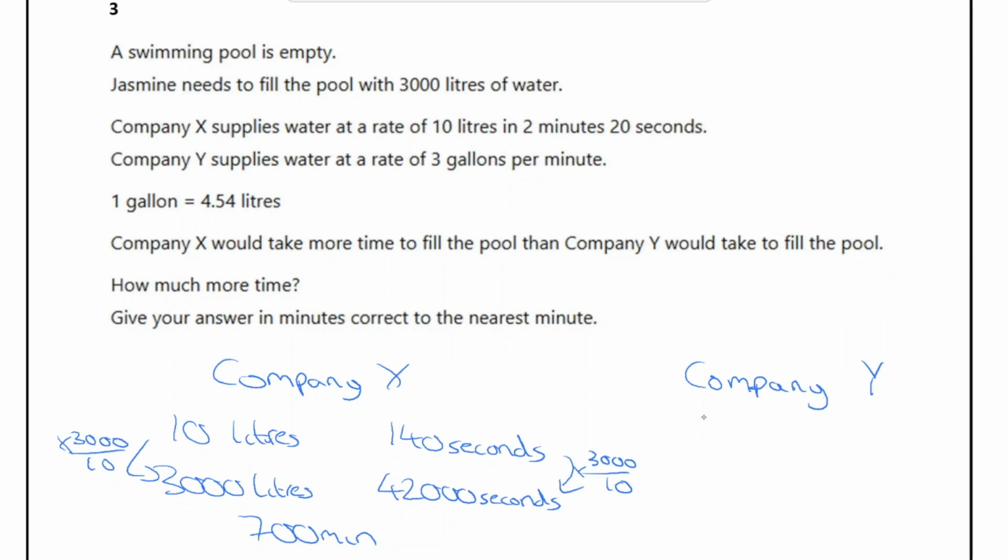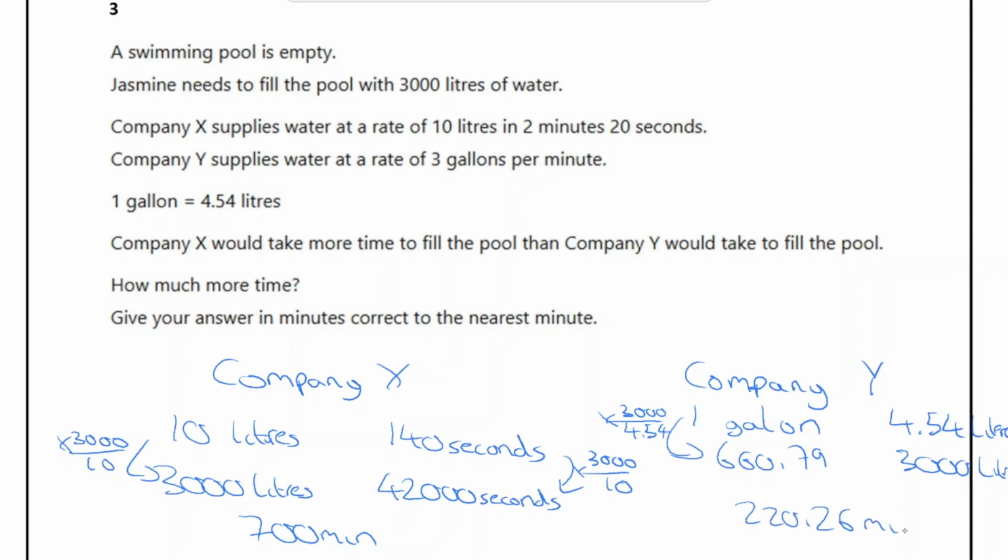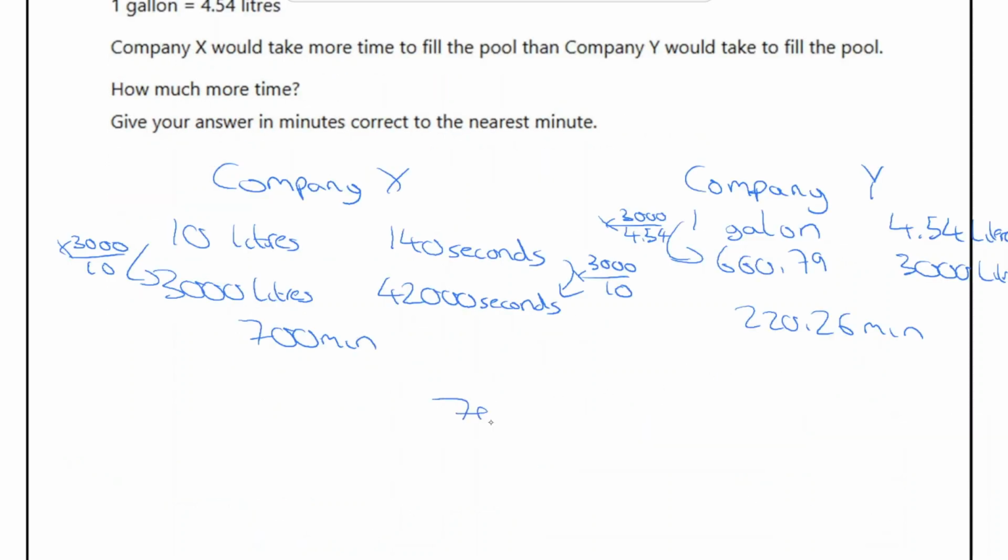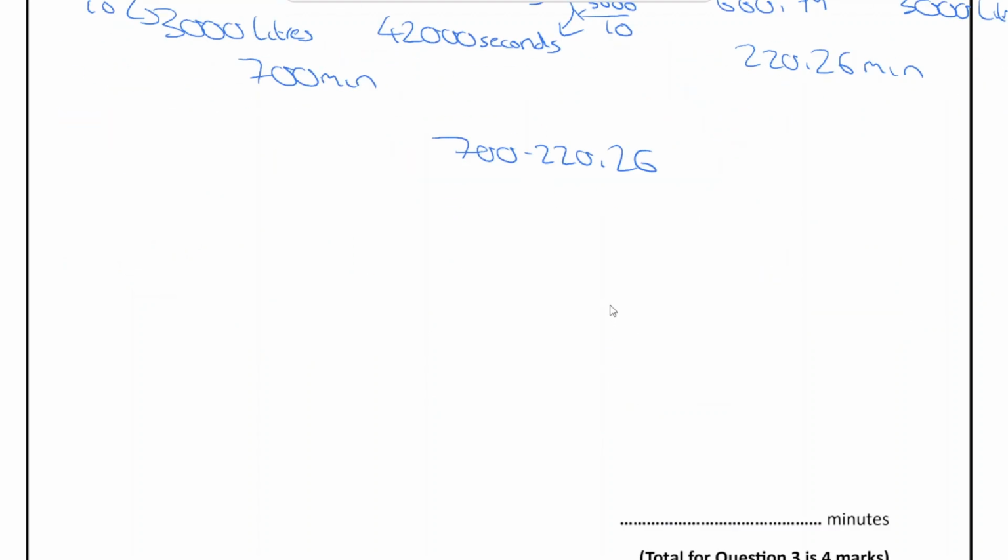Then for company Y, we have 1 gallon is 4.54 litres. We're interested in 3,000 litres, which gives us 660.79. Then dividing this by 3, because we have 3 gallons per minute, gives us 220.26 minutes. So all we need to do is 700 minus 220.26, which to the nearest minute gives us 480 minutes.